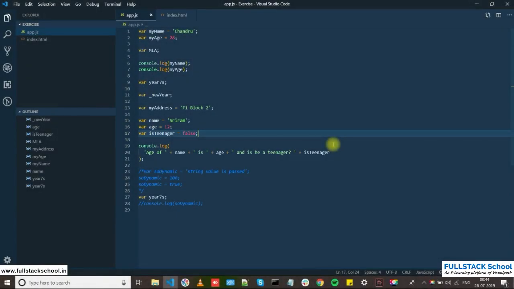Guys, let's see what we are going to cover in this chapter. In this chapter, we are going to see about operators and their precedence. What is an operator, what are the types of operators, how they help us in programming, and what priority each operator has.